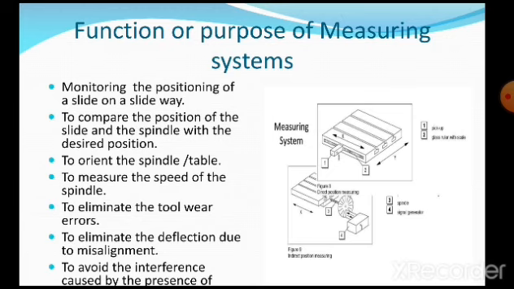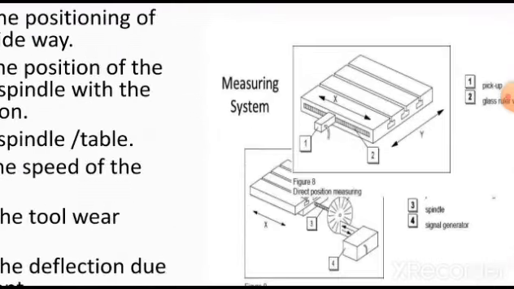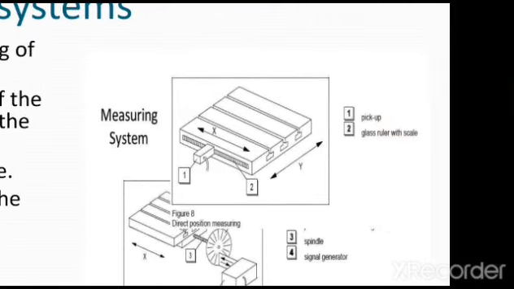So we need to understand how this movement is going to take place, and for that purpose what methods are being used. To compare the position of the slide and the spindle with the desired position, we require to set a certain position and then take the measurement with respect to that, whether the table is made to move in the x direction or the y direction, on the positive side or the negative side. All these are graduated on a surface of the table, which you are going to see clearly here.